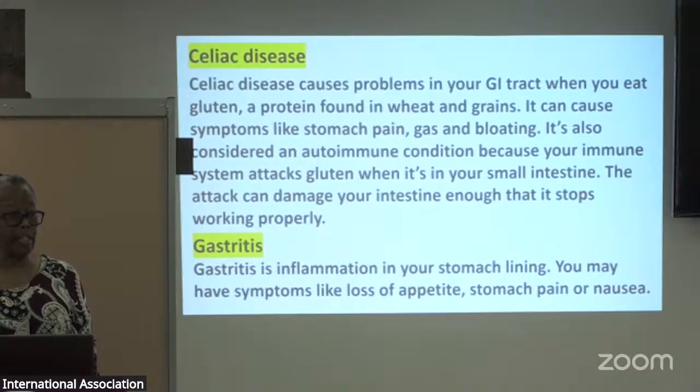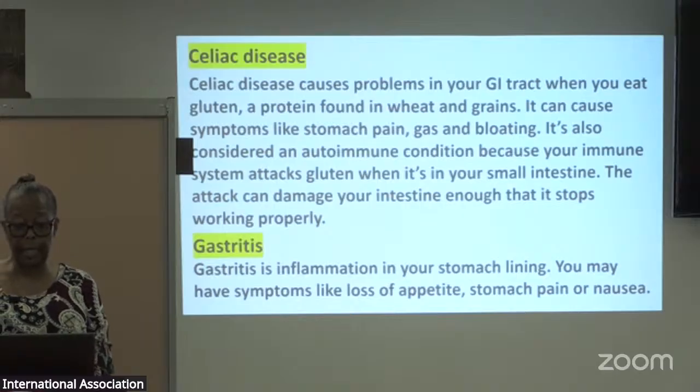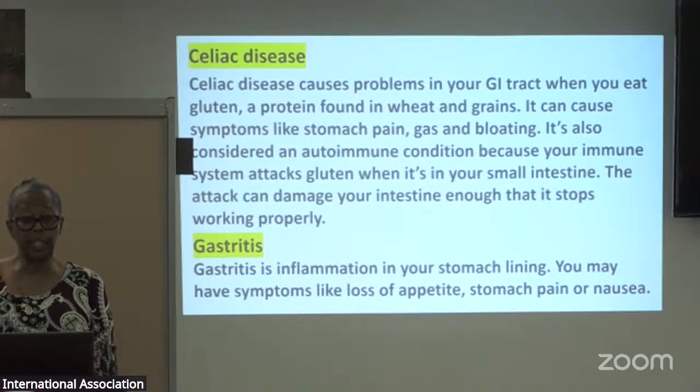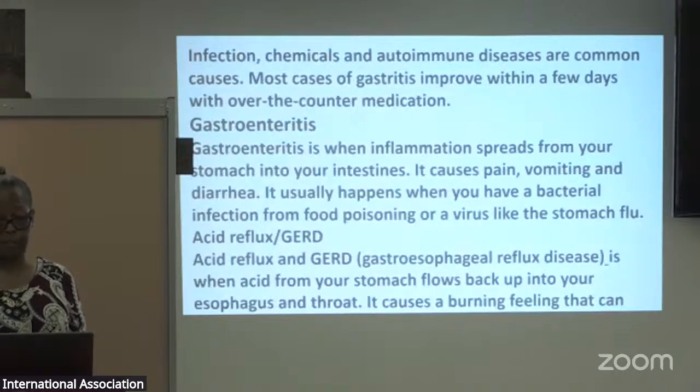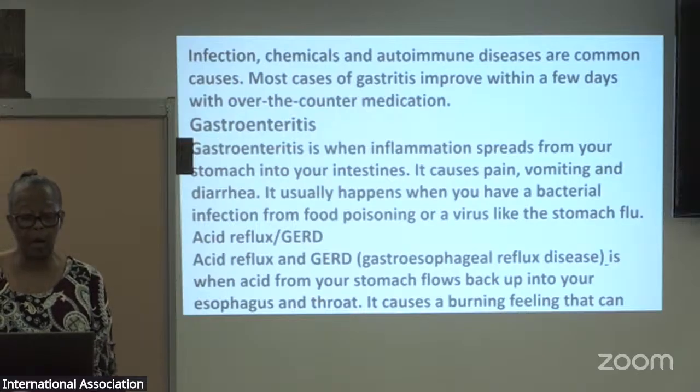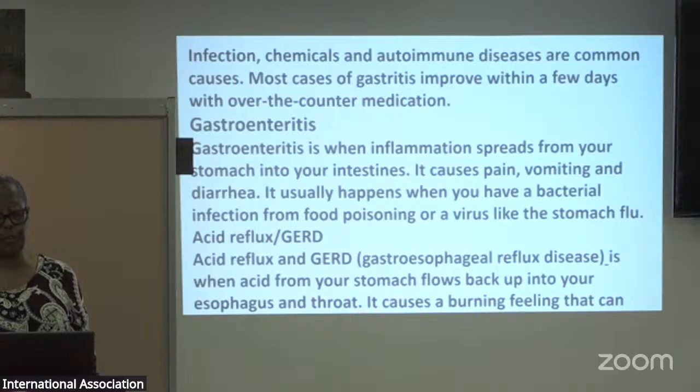And then you have gastritis. Gastritis is the inflammation of your stomach lining. You may have symptoms like loss of appetite, stomach pain, or nausea. Infection, chemicals, and autoimmune diseases are common causes. Most cases of gastritis improve within a few days with over-the-counter medication or changing the type of food that you're eating.